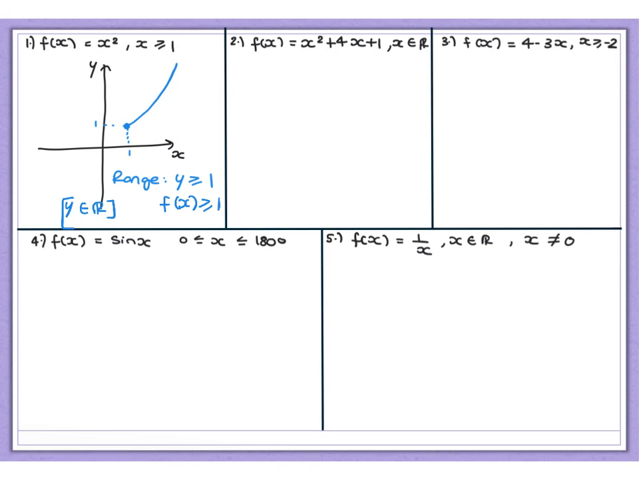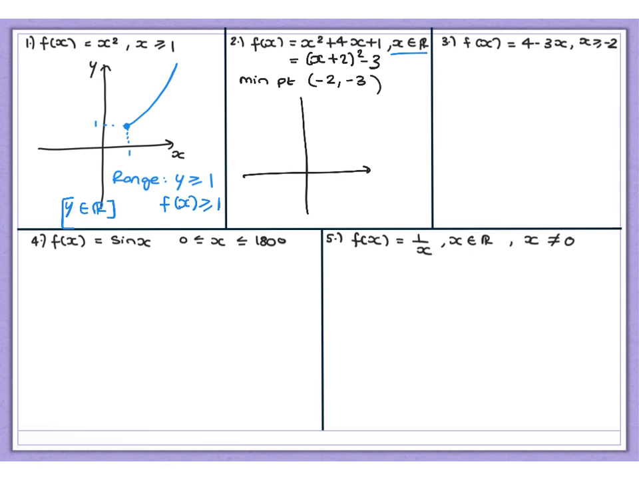Example number 2, we have another quadratic function, f of x equals x squared plus 4x plus 1, and it's defined across the full set of real numbers, so we can have any x value we want. This particular quadratic function doesn't factorise, but we can complete the square to give us some more information. And this tells us that it will indeed have a minimum point, its vertex, at the coordinates -2, -3.